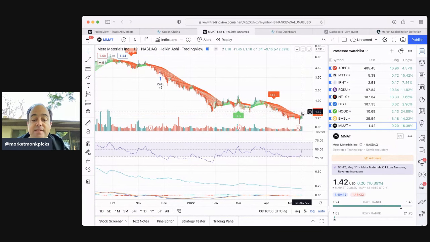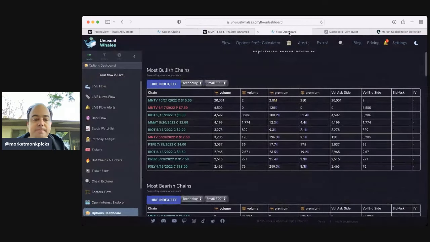See if it can get back into this channel here, where it went from like 150 to 220, something like that. That's a pretty good swing trade. And then once that broke down, you're kind of looking for it to get back into that channel, and then you see if it can push higher from that. So a $2 call on a stock that's trading at 1.42, that's a bullish chain. That is interesting. That's one I might take note of.